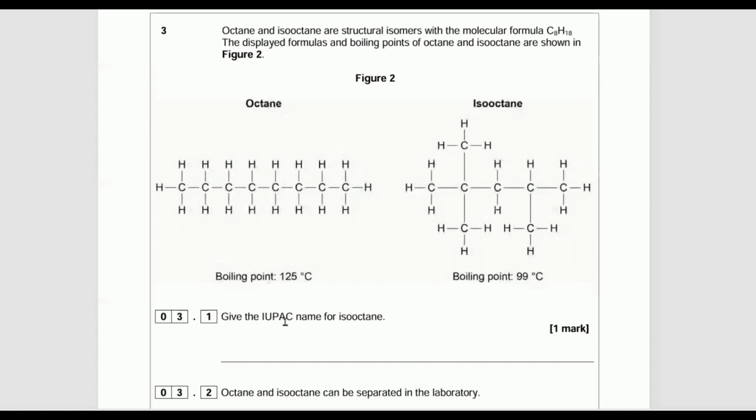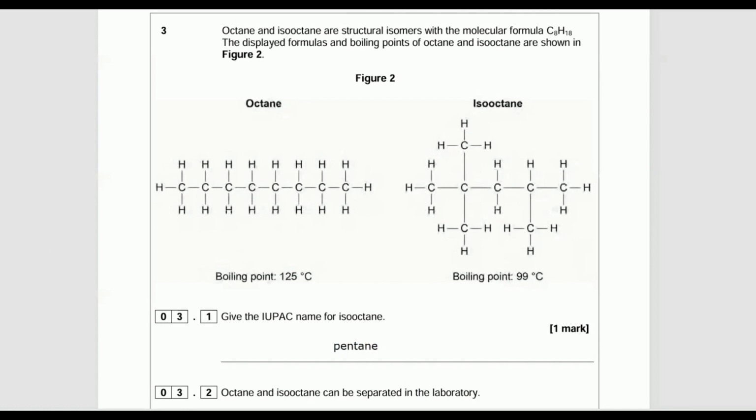And we're starting off with: give the IUPAC name for isooctane. So what you want to do is, first of all, count how many carbons are in the main chain. By the way, you might want to grab a pen, pencil, have a go on a scrap bit of paper, and then unpause with each step of the video. Pause it, unpause, check your answer. All right, let's go. So we've got 5 carbons in the chain. That's got to be pentane, right?